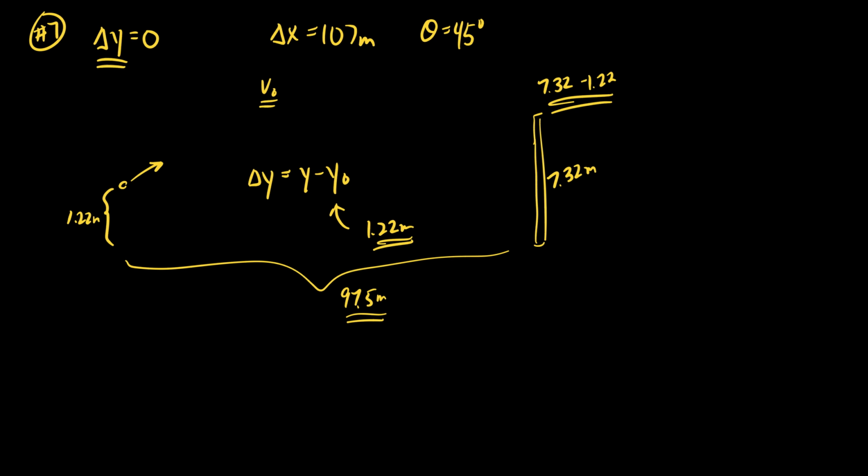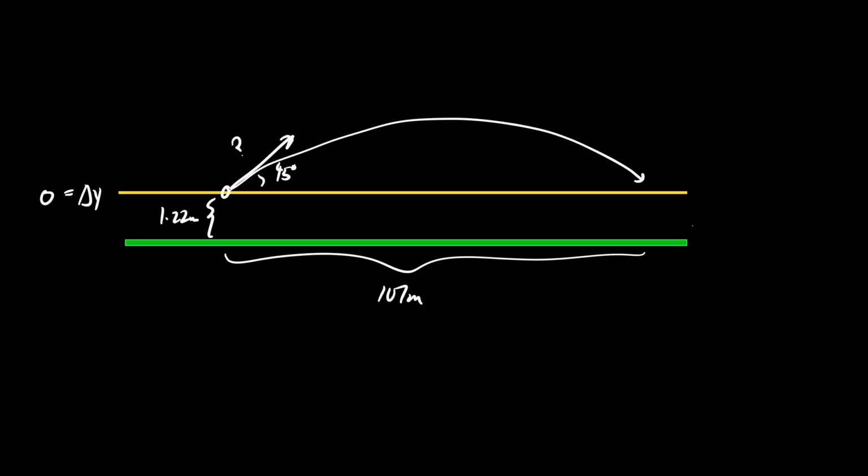Is that all right? Is that okay for everybody else? I mean, that's what it's stating when it says it returns to the launch height. So delta y is 0 for that instance of the problem.